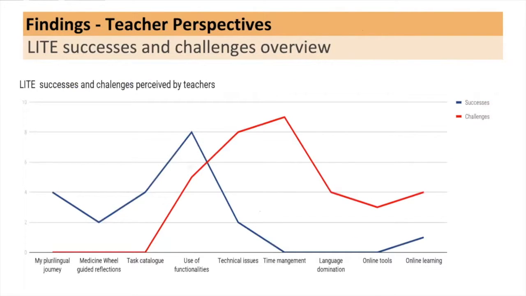I continue just a little about the findings on the teacher perspectives. We have the same graphs with the same logic, and as you can see, the results show that My Plurilingual Journey and the guided reflection task catalog on LITE have received good comments from teachers, but there always remain areas like technical issues and the methodology of integrating online learning as the issue areas for teachers. Michael will continue to explain a little about teachers.